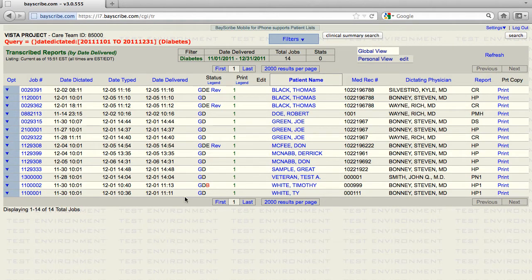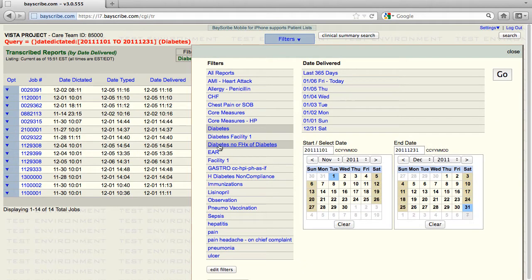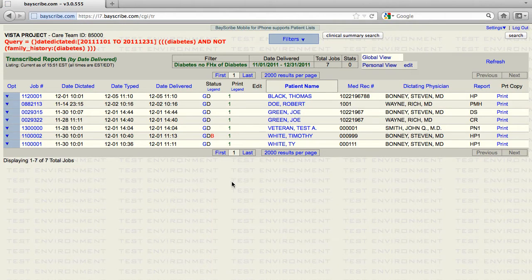Now, some of these patients might not have diabetes themselves. They might have a family history of diabetes. So a second filter that's a little more granular is diabetes with no family history of diabetes. And you can see there are in fact fewer patients that have diabetes themselves.